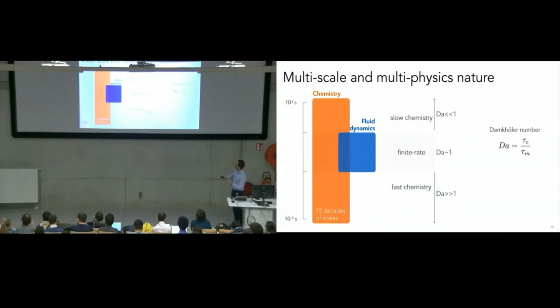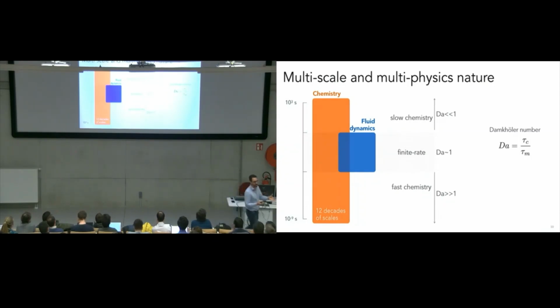So to show you a little bit what this multi-scale, multi-physics challenge is, you see here the 12 decades that chemistry can span, and here are the fluid dynamic ones. Based on the overlap or not of the two processes, you might have combustion processes which are slow chemistry, finite rate chemistry, or fast chemistry. And we denote them using a number which is called the Damköhler number.